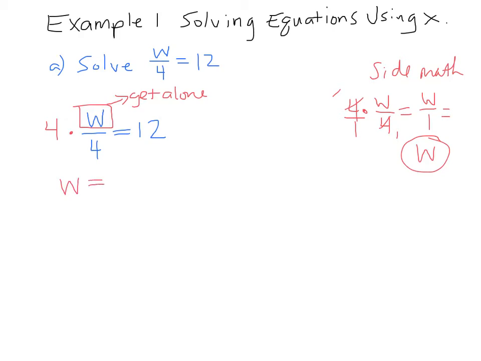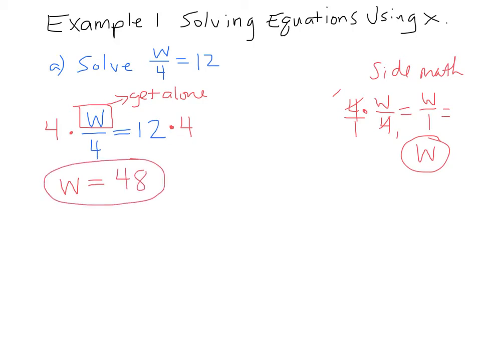But remember, whatever you do over on this side of the equation, on the left side of the equal sign, you have to do over on this side. So I have to multiply by 4 again. So 12 times 4 is 48, and that's as simplified as I can get.